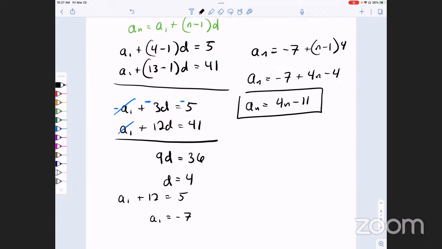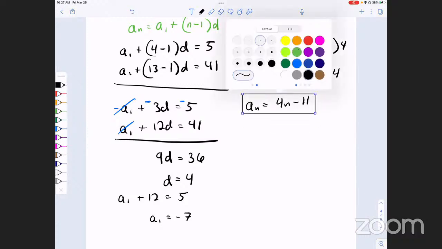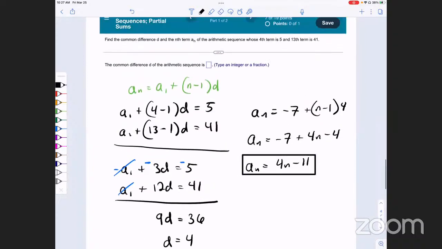Okay, and we just need to make sure that at least works for what was given. 4n minus 11. So when n is 4, the output should be 5. 4 times 4 is 16, minus 11 is 5. When n is 13, the answer should be 41. 4 times 13 is 52, minus 11 is 41, right? So it looks like this works for those. So we got 4n minus 11.